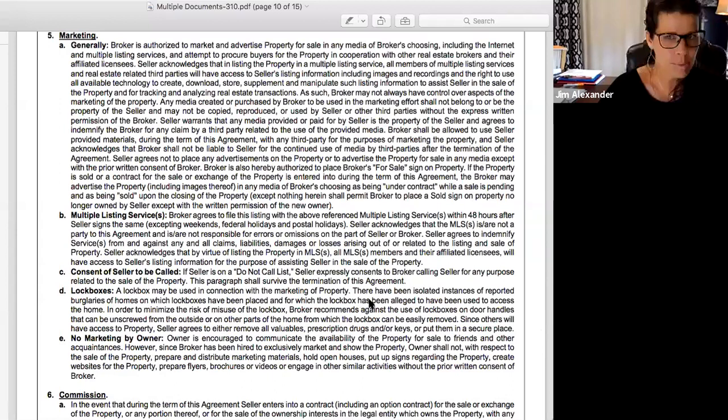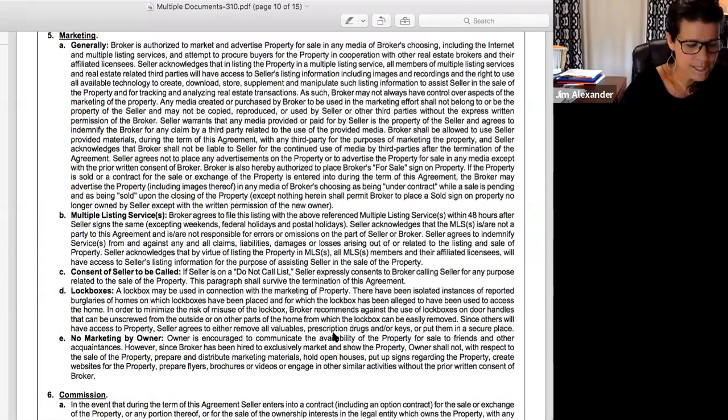I'm trying to see if there's any other things we highlighted. Oh, section C, consent. So if your seller is on a do not call list, they give us permission to, even after the property is sold, still call them. And they can't turn us in because we called them and they were on a do not call list. So keep that in mind right there. That reminds them of that.